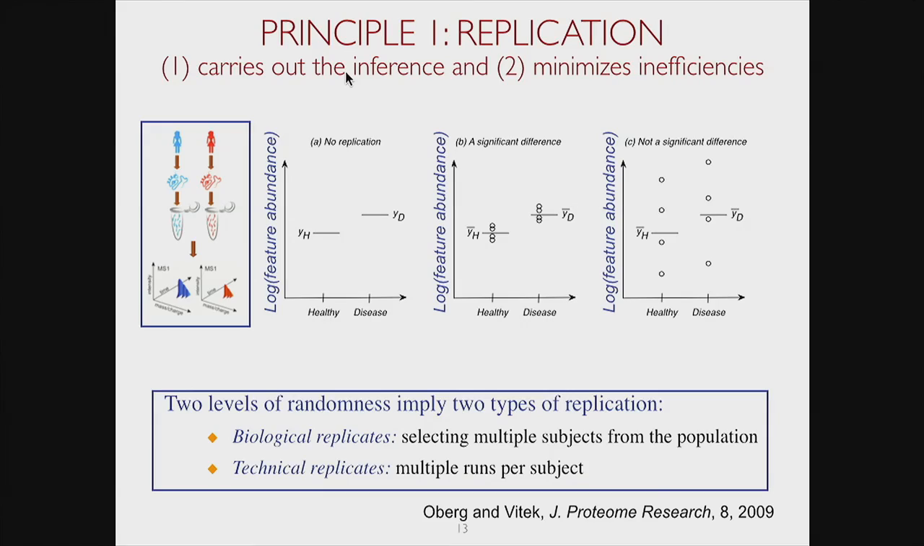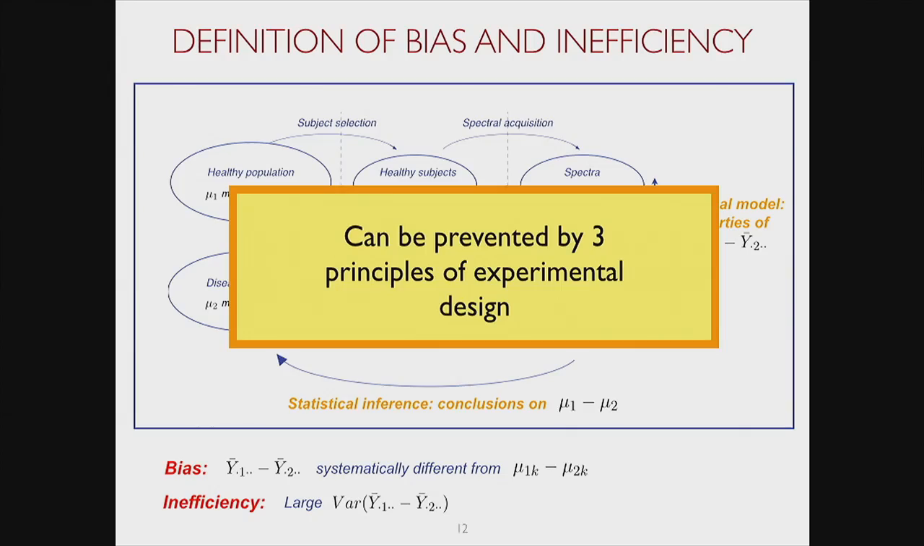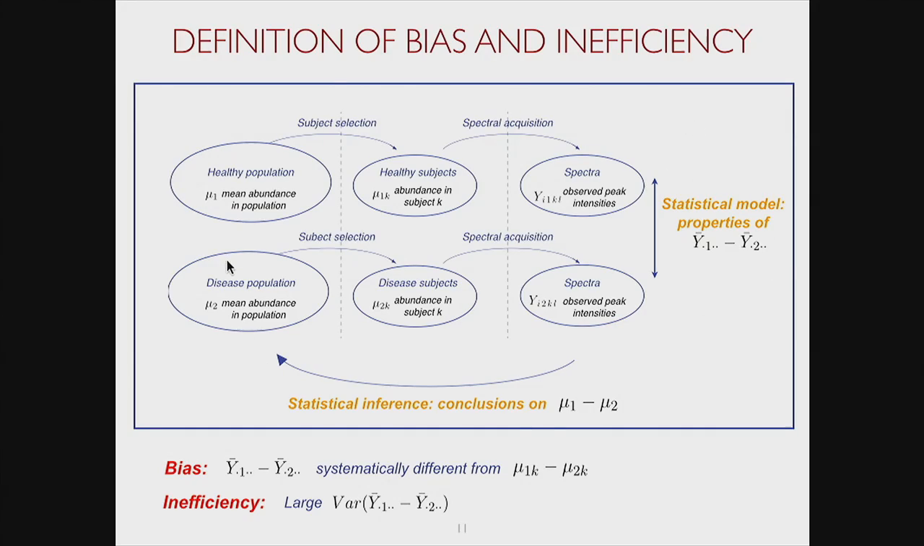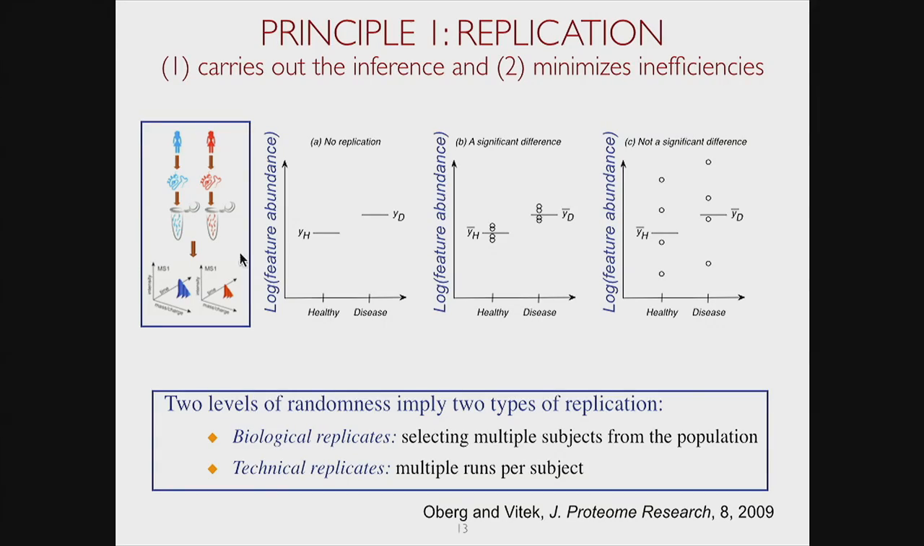So the first fundamental principle is replication. Essentially, we need to take replicates, right? I'm hoping that by now there's enough understanding in the community that it is important. However, I'm still reviewing papers with sample size 1. You know, it still happens. So why is replication important? For two things. One is it allows us to carry out the inference. It actually allows us to go from here to here, from the data to quantifying what is going on in the underlying populations. And also, more replicates means more signal, which can cut through the noise, so it minimizes inefficiencies. So two purposes, right?